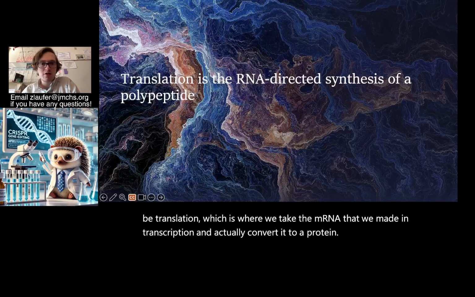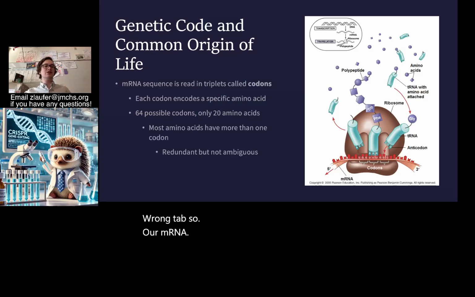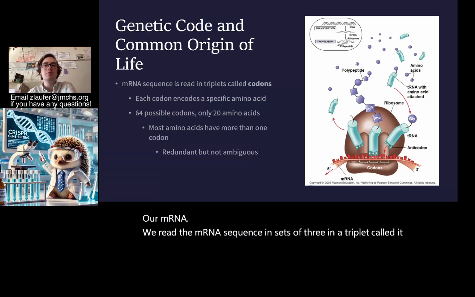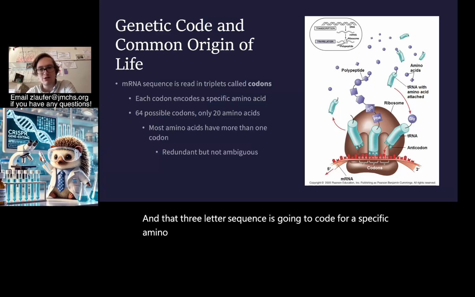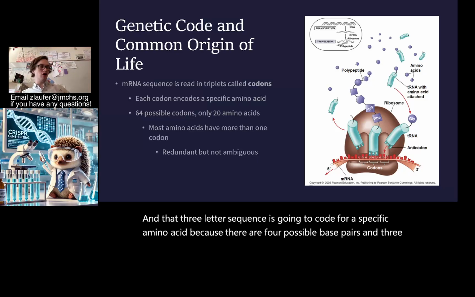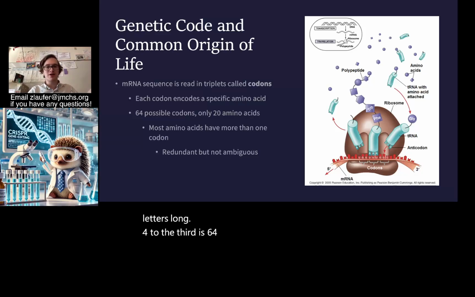So, our mRNA: we read the mRNA sequence in sets of 3, a triplet, called a codon. And that 3-letter sequence is going to code for a specific amino acid. Because there are 4 possible bases and the codon is 3 letters long, 4 to the third is 64. So there are 64 possible codons that you can generate using those 4 letters.